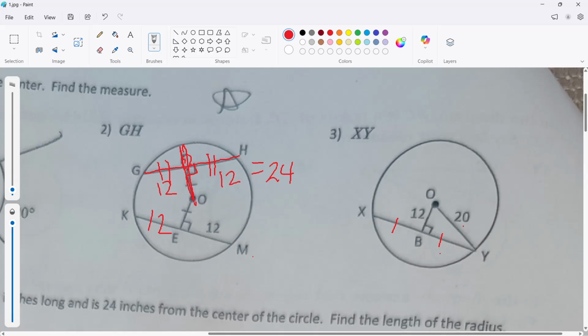Or I can recognize this is a 3, 4, 5. 3 times 4 is 12, 5 times 4 is 20. And so this can be 4 times 4, which is 16. 3 times 4, 4 times 4, 5 times 4. It's a 3, 4, 5. So XB is 16. That means XB is 16 and XY equals 32. Both of those came from the fact that if I draw a radius and it's perpendicular to a chord, it bisects it.